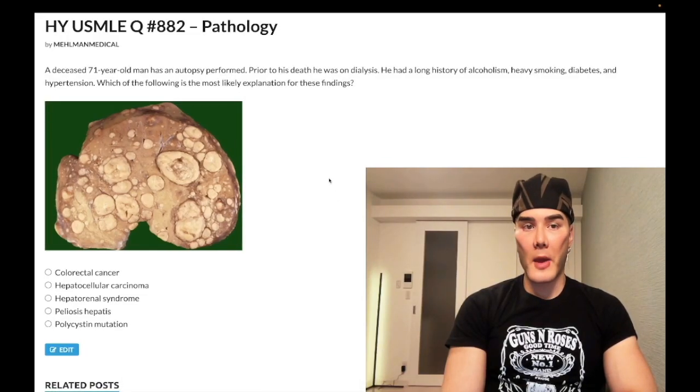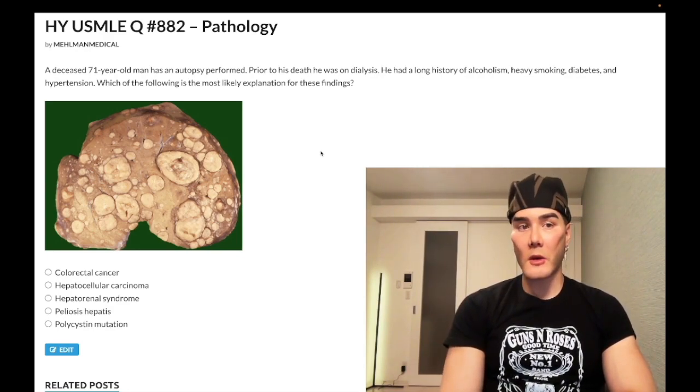A deceased 71-year-old man, autopsy performed. Prior to his death, he was on dialysis. He had a long history of alcoholism, heavy smoking, diabetes, hypertension. Question wants to know most likely explanation for these findings.